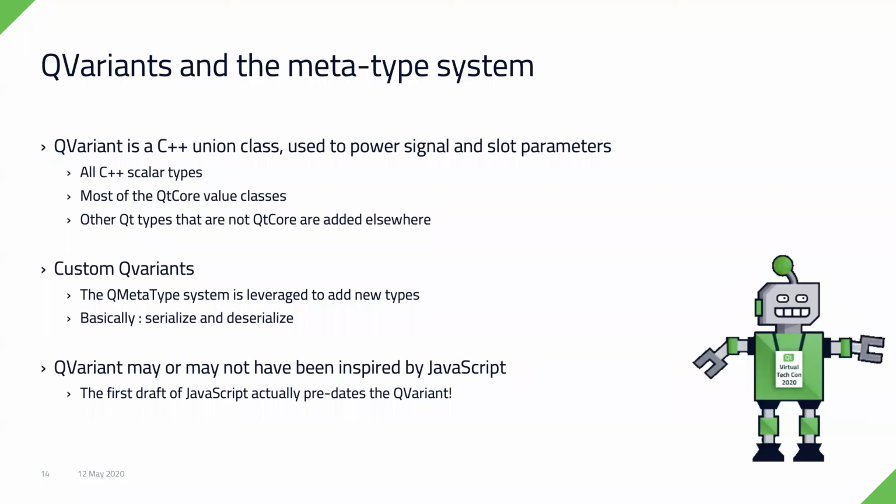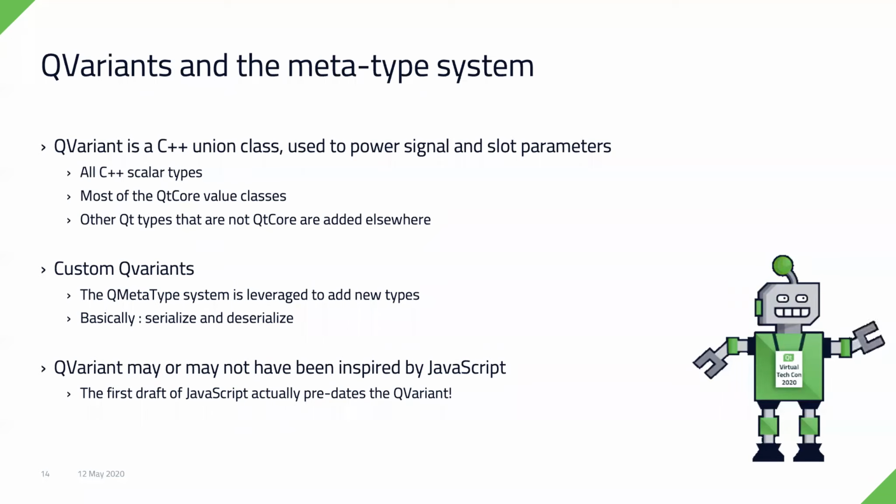Other Qt types that are not part of the Qt core are added in other parts of the C++ runtime. And of course, you can create your own QVariants. When you create your own custom classes, if you need to pass them to the meta type system, if you need to pass them via signals and slots, you can add them to the QVariant recognition system, the QMetaType system. You can leverage that and add your own classes as long as the system basically knows how to serialize and deserialize them. Then you should be good. You can create your own QVariants.